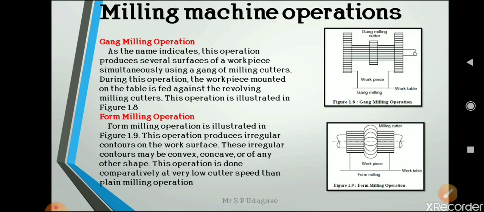Second is form milling. The form milling operation produces irregular contours on the workpiece surface. Irregular means we can produce concave or convex shapes with the help of the cutters. This operation is done at a comparatively very low cutter speed than the plain milling operation.